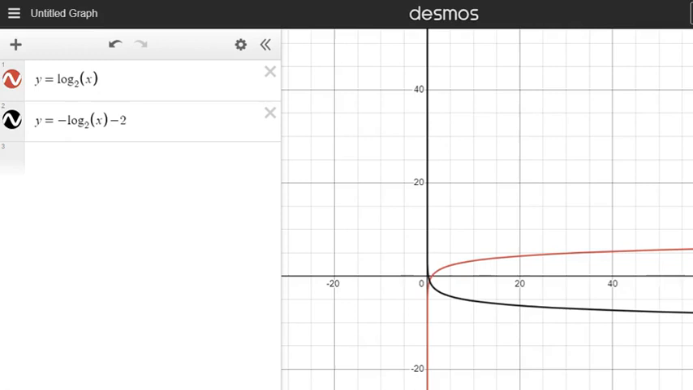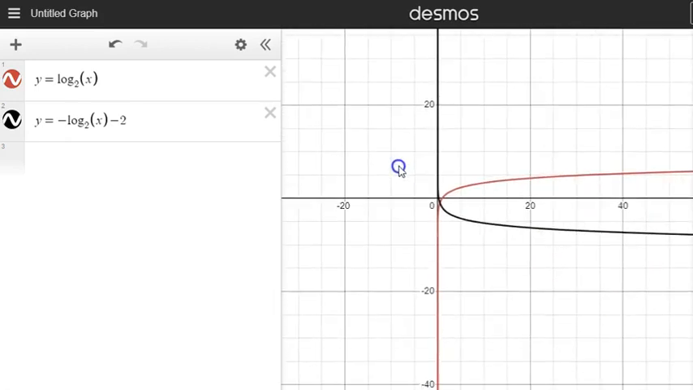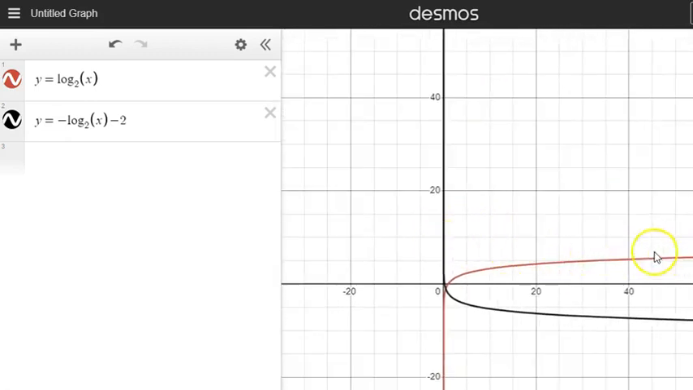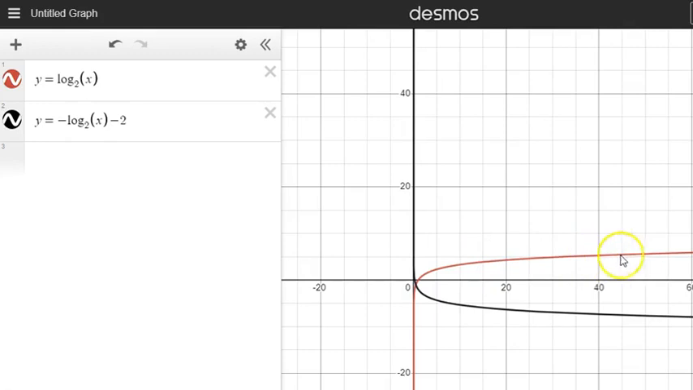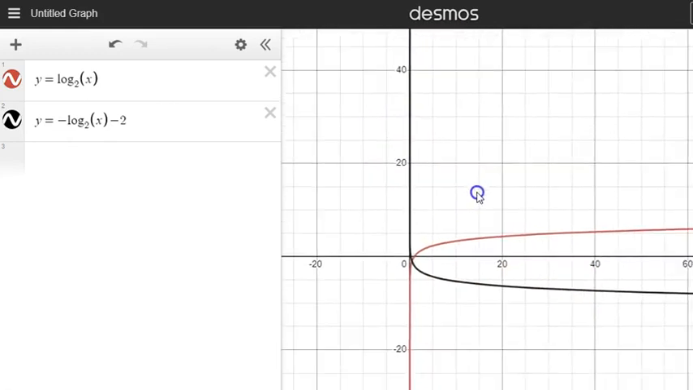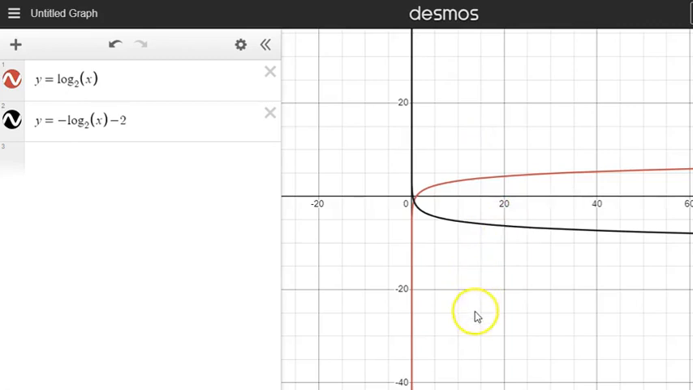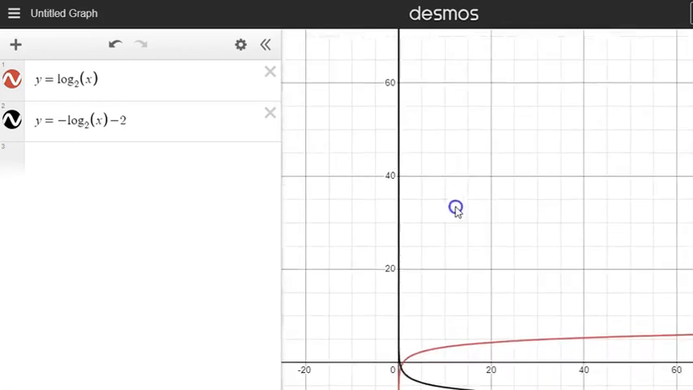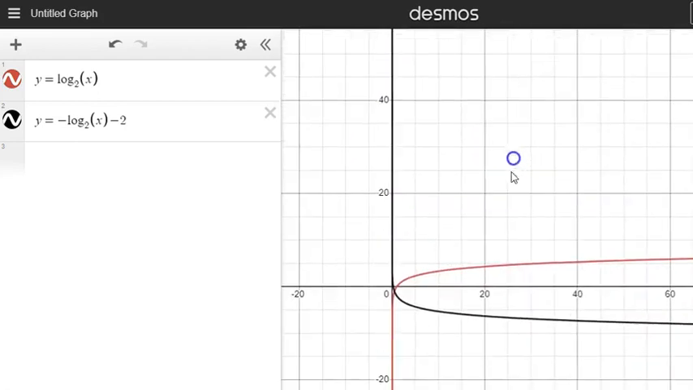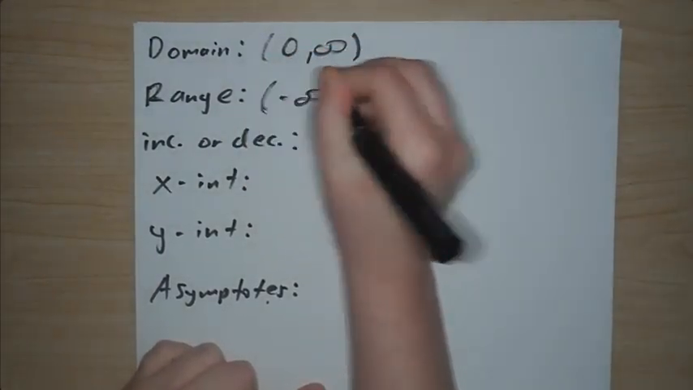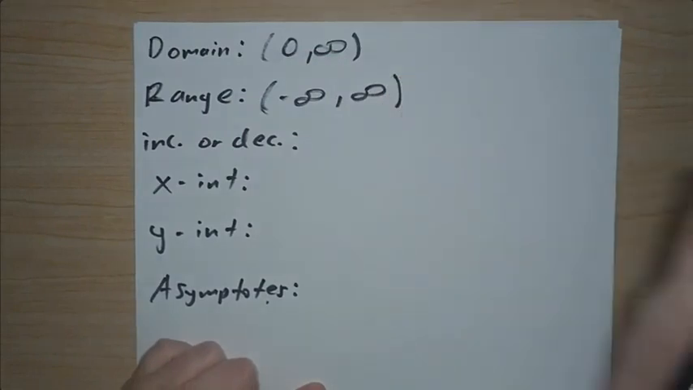Next we'll look at range. So range is all our y values. Our original function was from negative infinity to positive infinity. This may look like a horizontal asymptote, however it's not. It's actually steadily increasing. We flipped our function over the x-axis. However, that does not change the range, because if you think about it, this will still go down into negative infinity. So the range is still negative infinity to positive infinity. So, writing that down. Negative infinity to positive infinity.